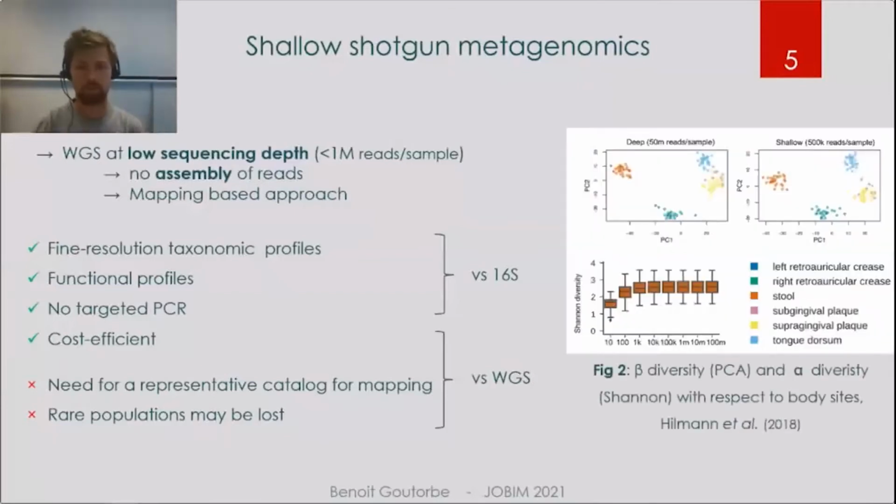Here is a paper published by Hillmann and colleagues in 2018. We can see that they could reconstruct nearly the same information at 50 million reads per sample and 500,000 reads per sample. The color refers to the body site. And for stool samples, they could reconstruct the Shannon diversity with as few as 10,000 reads per sample.